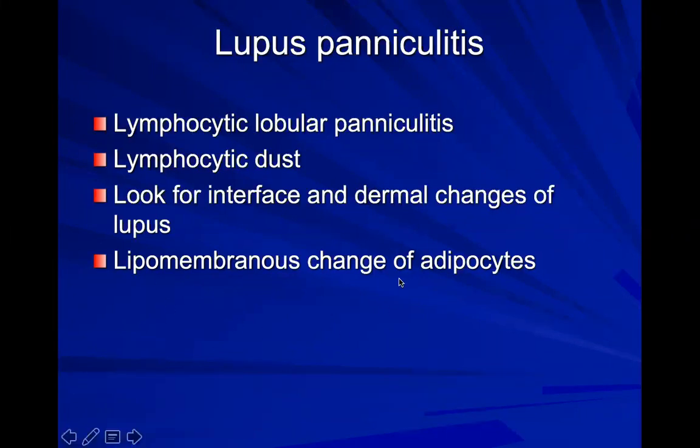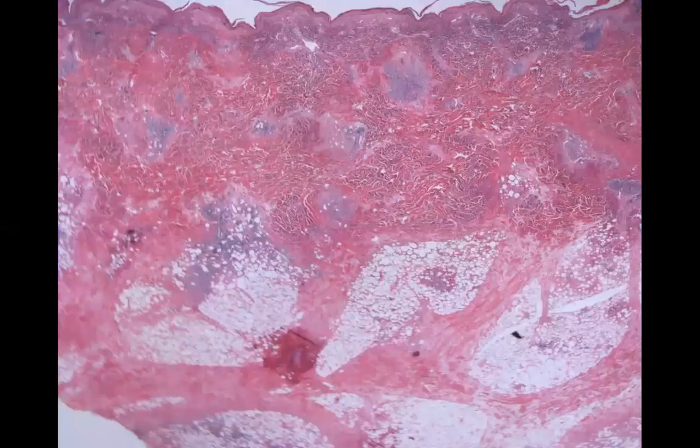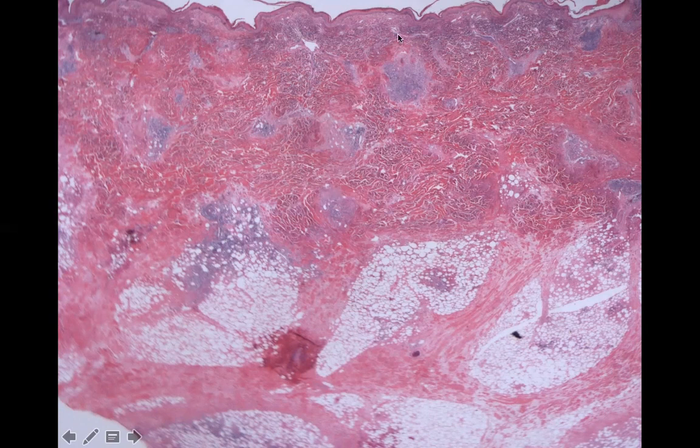This particular inflammatory pattern creates a lipomembranous change of the adipocytes, which we also mentioned can happen with lipodermatosclerosis. That's where the cell dies in a way that creates this kind of hazy, wavy effect on the fat cells. So here's an example of lupus panniculitis, and you can see a prominent dermatitis with the superficial and deep lymphocytic infiltrate. It looks lymphocytic from here because I see black dots. And then you can see in the fat a lobular panniculitis with more black dots.